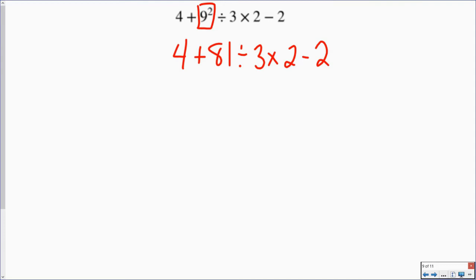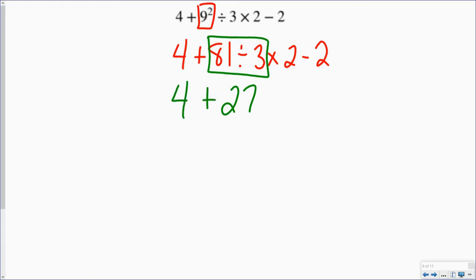Then I look, do I have any more exponents? Nope, I do not. So now I move on to multiplication and division. Again, moving left to right. So first thing I see is division, and that is 81 divided by 3. So when I take 81 divided by 3, I get 27. That's the only thing that changes in my expression right now. So I have 4 plus 27 multiplied by 2 minus 2.